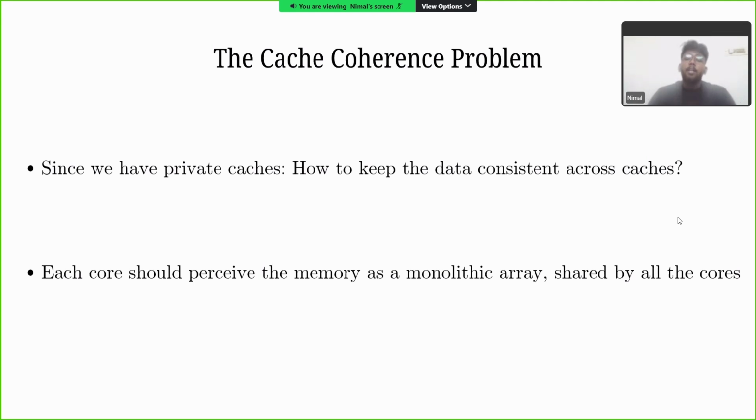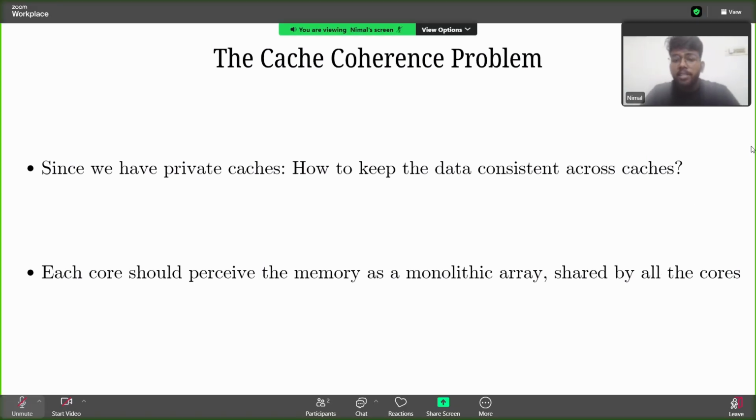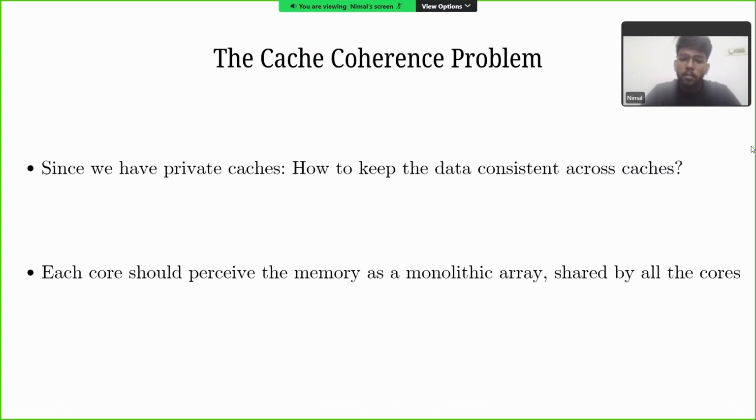So what's the problem that might occur in cache coherence? Since we have private caches, we don't know how to keep the data consistent across all the caches of individual processors. So in order to find a solution for this, we have few methods. So let us get on to the problem first.